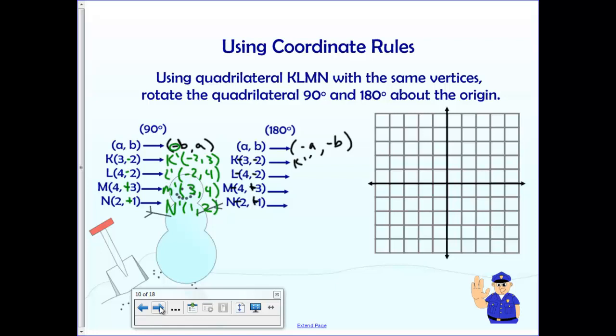What is K prime? Negative 3, negative 2. L prime, negative 4, negative 2. M prime, negative 4, 3. And N prime is at negative 2, 1. We rotated 270, we rotated 90, we rotated 180. If you can use those rules, you are in tip-top shape. And one last example at the bottom there.